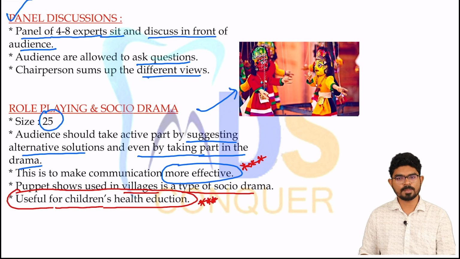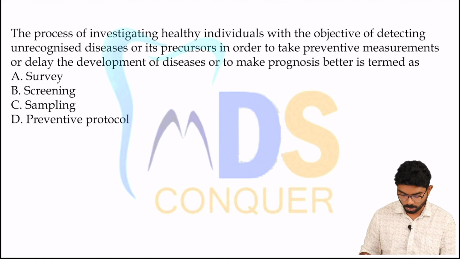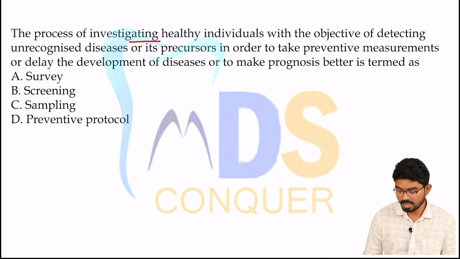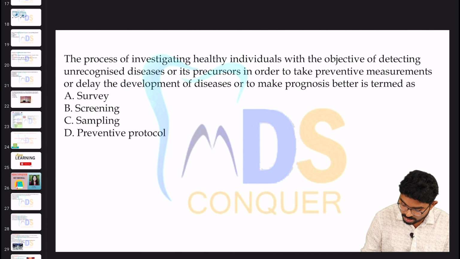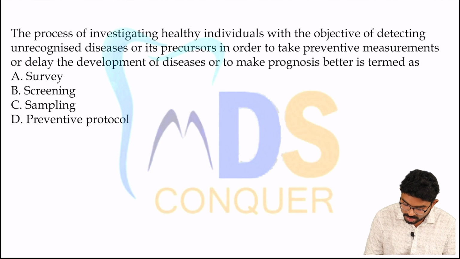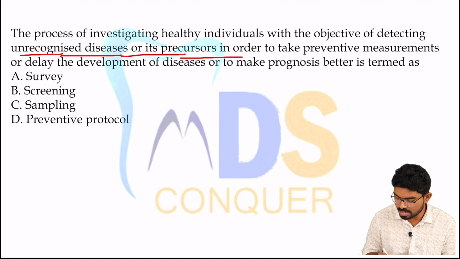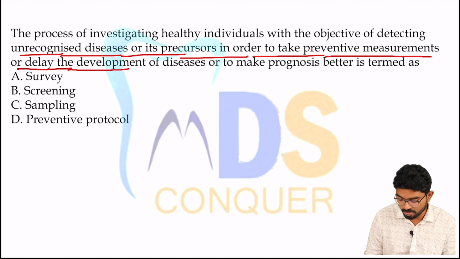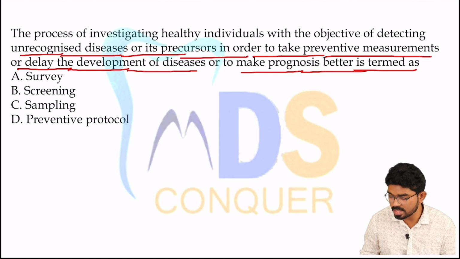So the answer for this particular question, which is given in the NEET, the answer is panel discussions. So going to the next question: the process of investigating healthy individuals with the objective of detecting unrecognized diseases or its precursors in order to take preventive measures, or delay the development of disease, or to make the prognosis better is termed as.